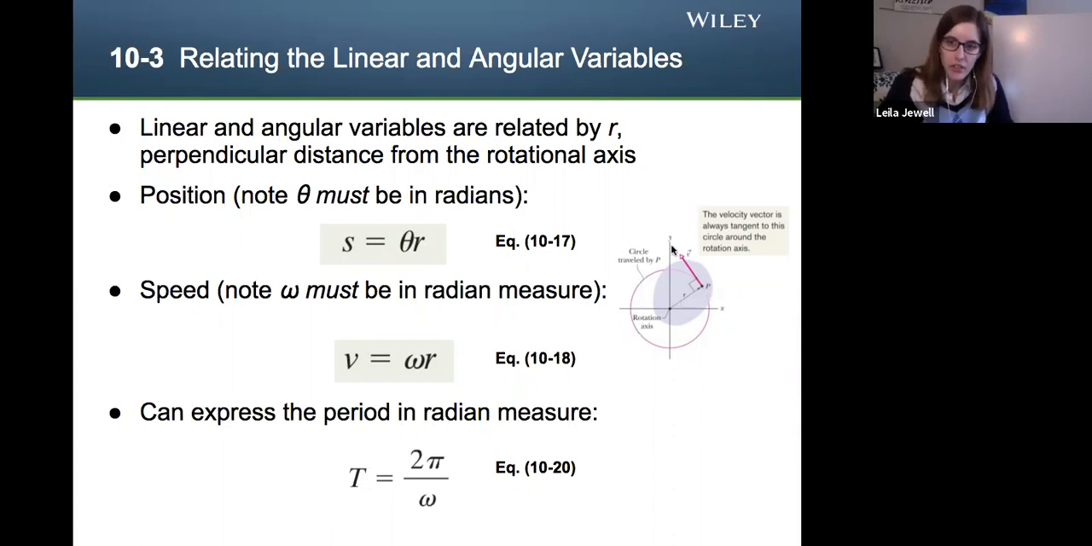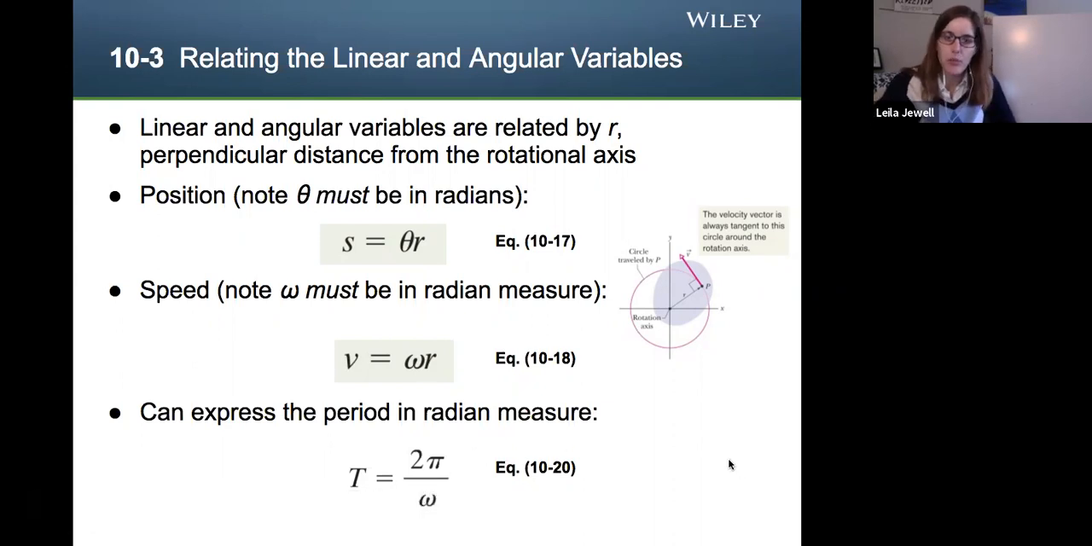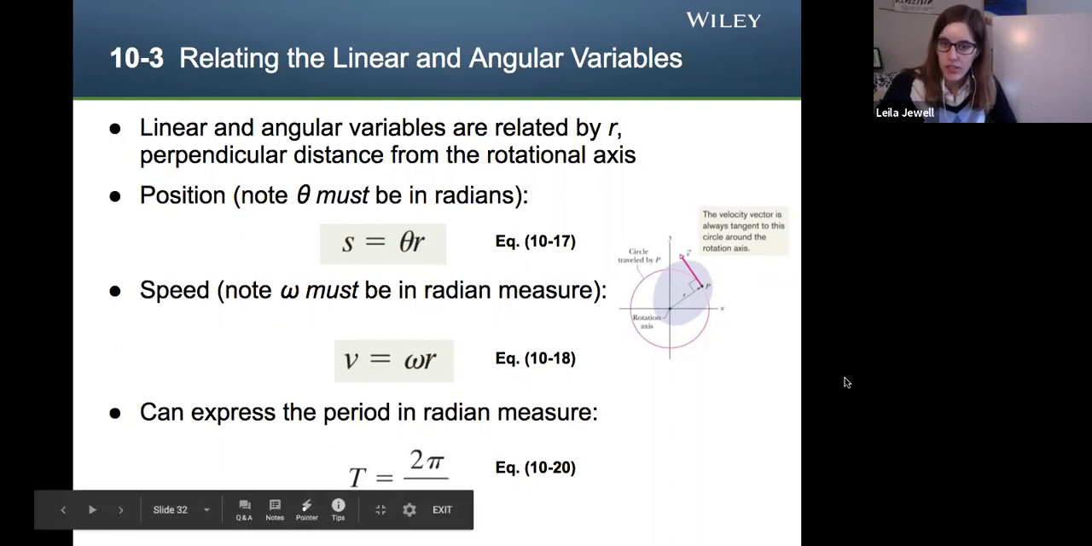The velocity vector is always going to be tangent to the circle around the rotation axis. So that's a key detail. It's not in the same direction as the angular velocity. So you want it to always be tangential. And one other note as we're talking about things rotating is we can also express the period in radian measure. You can note from some conversions that it's equal to 2 pi divided by the angular velocity. And there's some more details that can be done to show that, or you can take the end result and run with it.